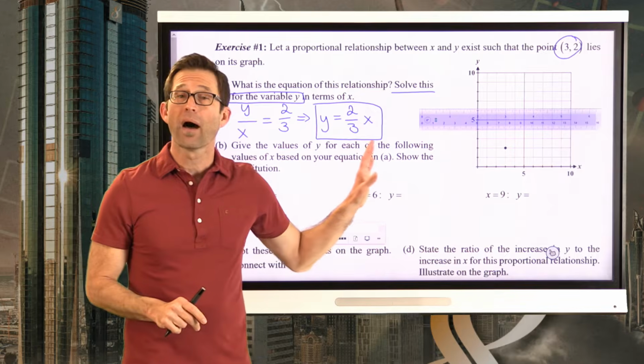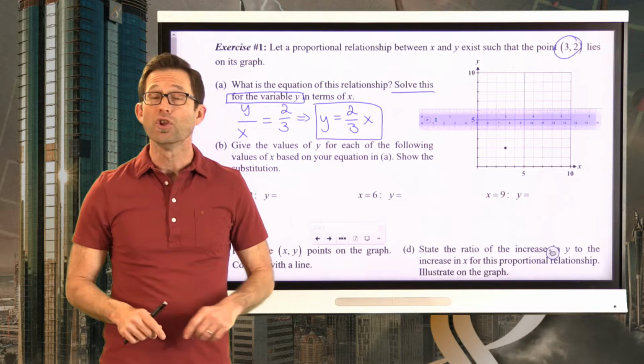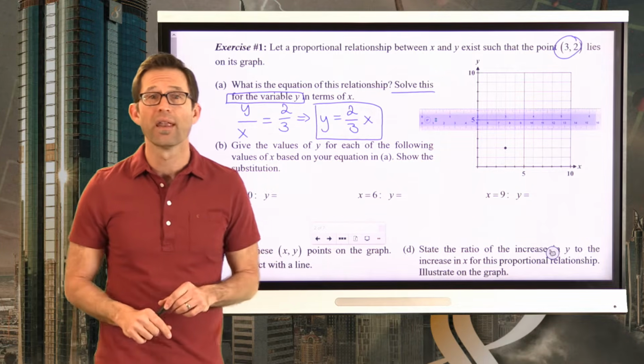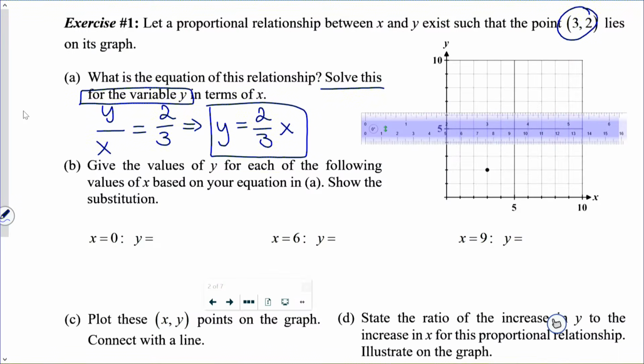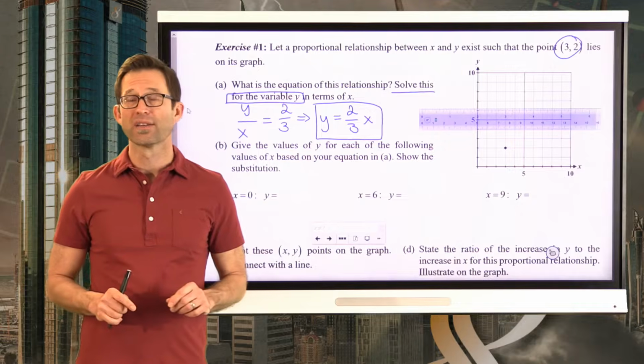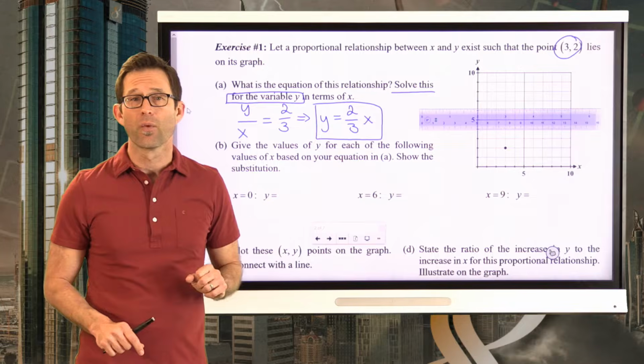Now what's great about this equation is that if I give you a value of x, you can then produce the value of y. So let's take a look at that in letter B. Give the values of y for each of the following values of x based on your equation in A. Show the substitution. Let's do the first two together and then we'll have you do the last one on your own. The first one is so simple, I almost don't need the equation for it.